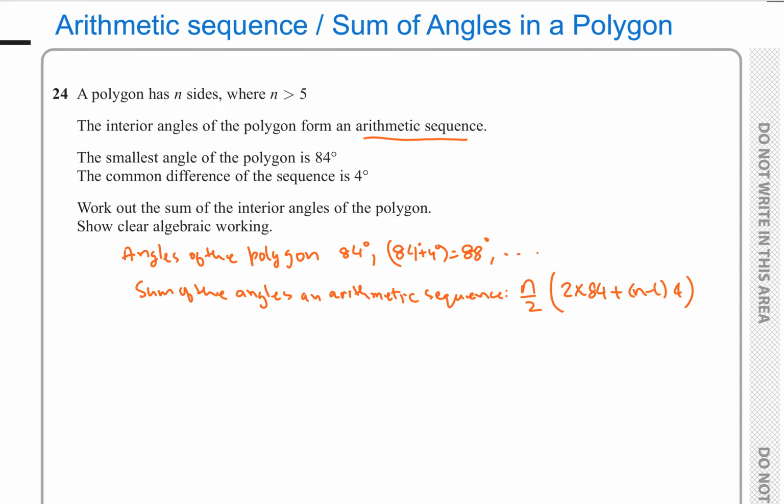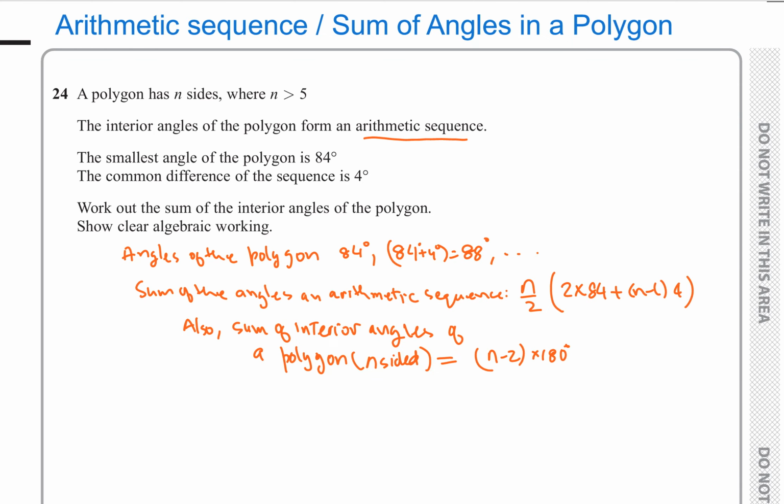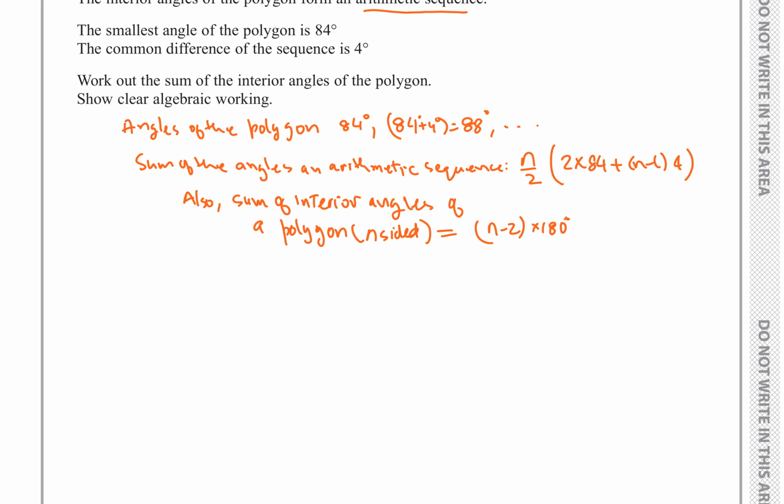So this is also equal to the sum of angles of a polygon. So I could write that the sum of interior angles of an n-sided polygon would be n minus 2 times 180 degrees. So these two are equal, so we can equate them.